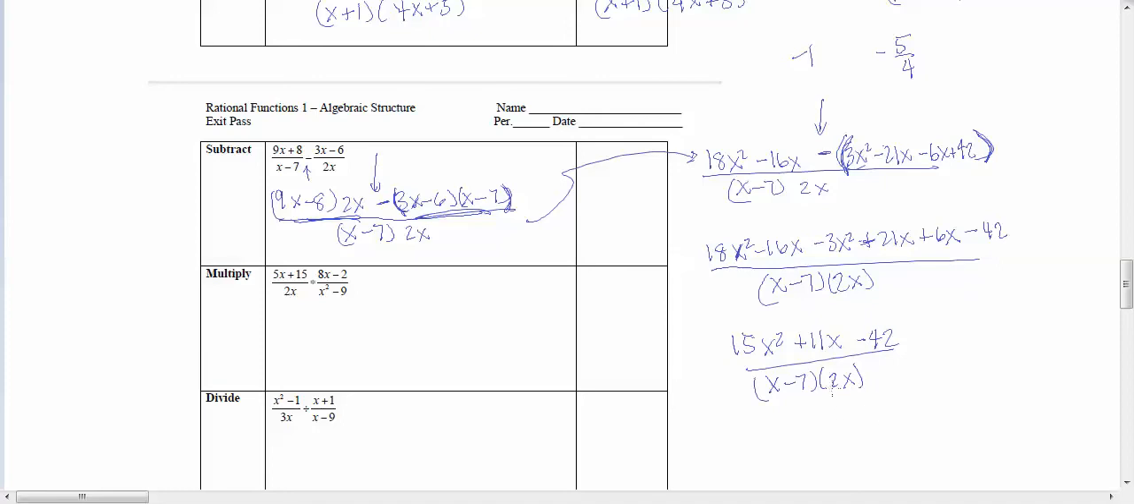Now, can I cancel out a 2? No, because there's not a common 2 in the numerator. Can I cancel out an x? No, I can't pull an x out of the numerator. I guess what I could do is check to see if x minus 7 can nicely divide into this thing. But at this point, I'm kind of lazy, and I'll just say that's my answer. By the way, x cannot equal 7, and I'm excluding x equal to 0. Because if I plug in x equals 0, the numerator will be negative 42, but the denominator will be 0, and that's a big problem too.